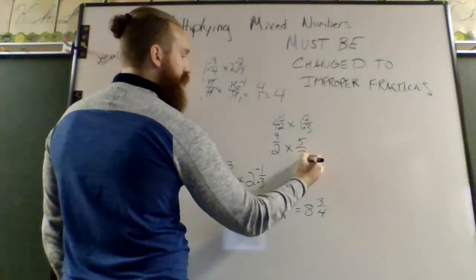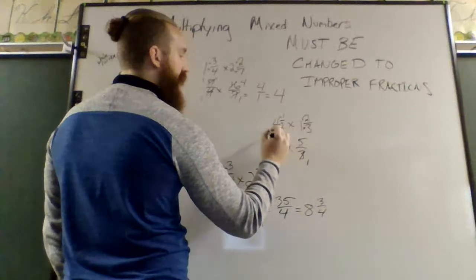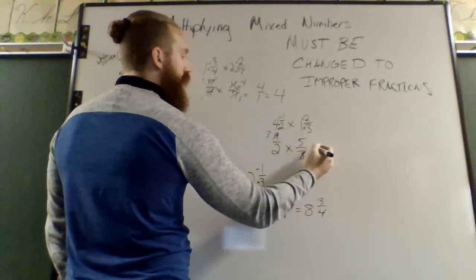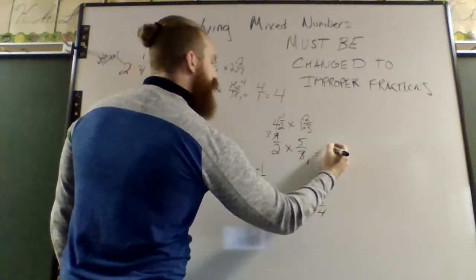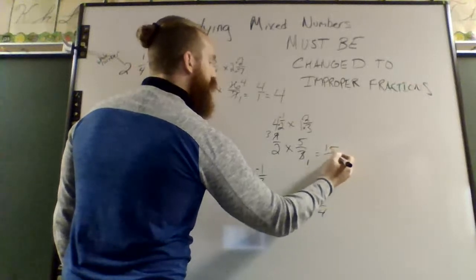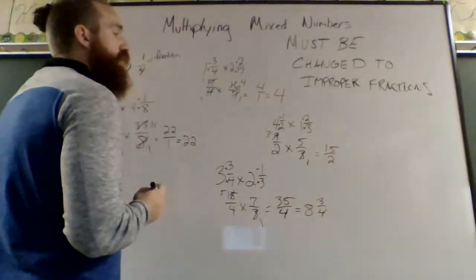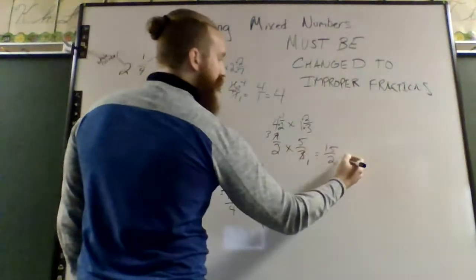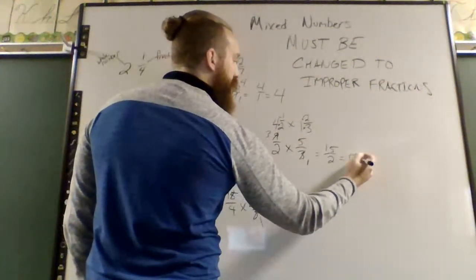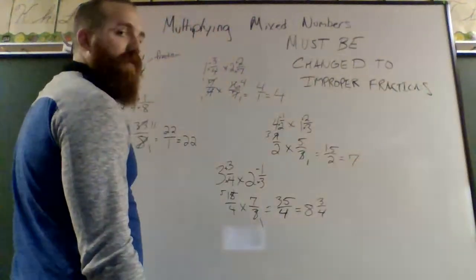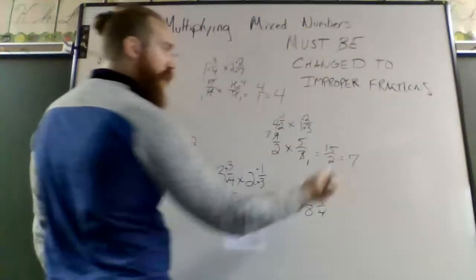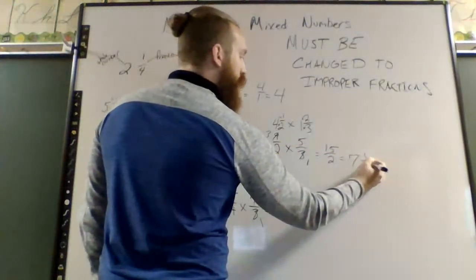The 3 goes into 3 once. 3 goes into 9 3 times. 3 times 5 equals 15 over 2. 2 goes into 15 7 times, right? 7 times 2 is 14. So we'd have how many left over? 1. So 7 and 1/2.